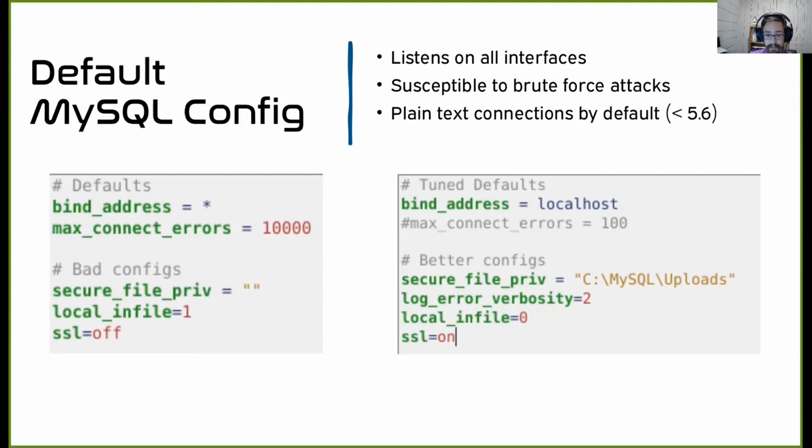And last but not least, we have log error verbosity. This is the replacement for the log warnings variable, and you'll want to set it to at least 2, if not the default of 3. That way, if there are failures to authenticate against your database, you will capture that in some sort of log and be able to work off of that. So with that, let's start breaking into MySQL.